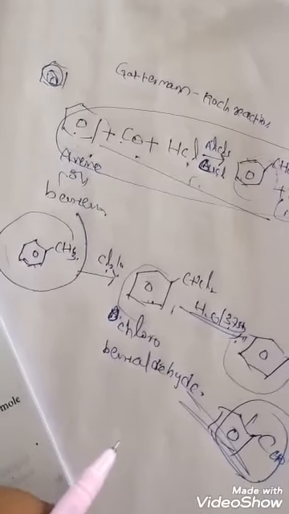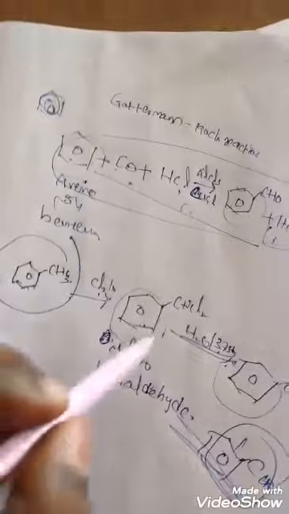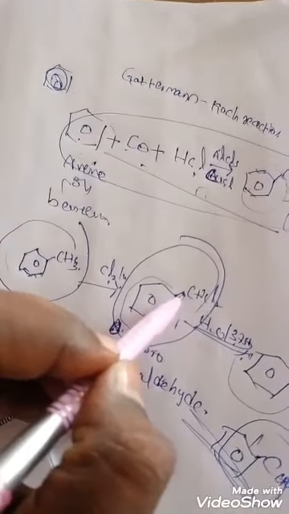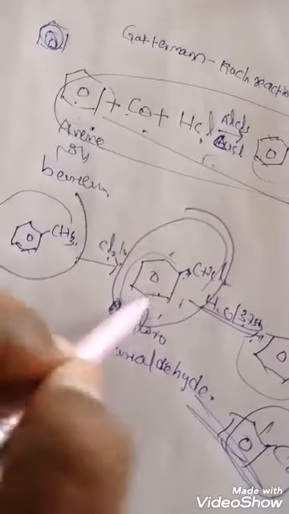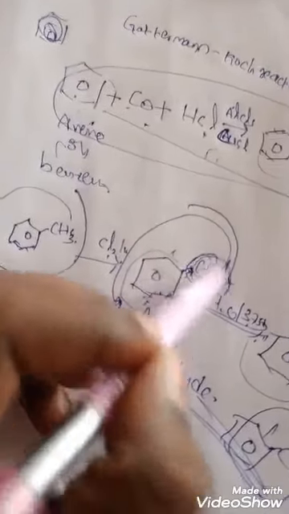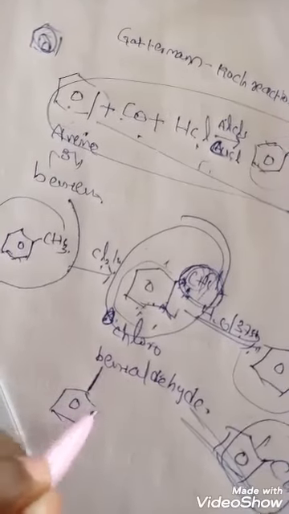Side chain means side chain chlorination of methyl benzene. This is the ortho, meta, para positions of the ring. This is also called a side chain. Why? Because this is the main chain, and this is the side chain.